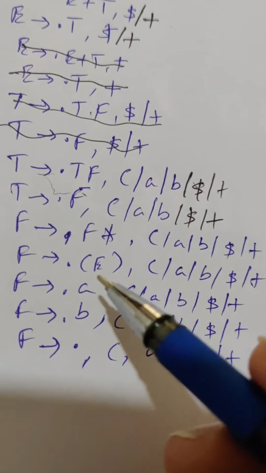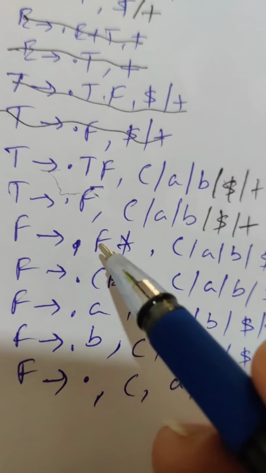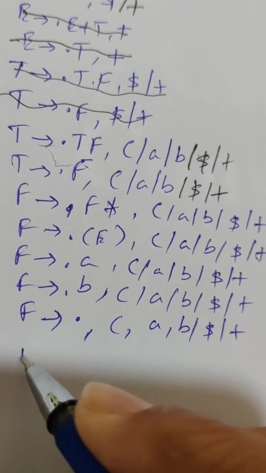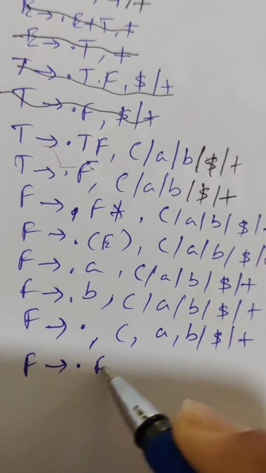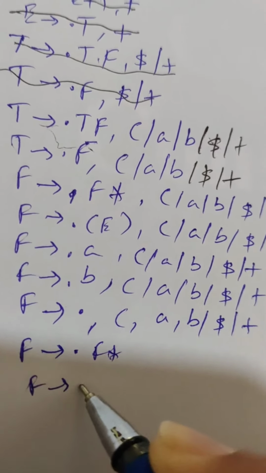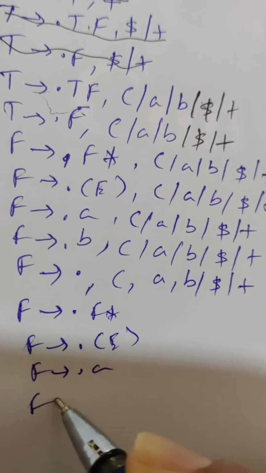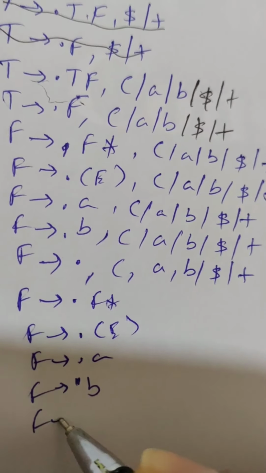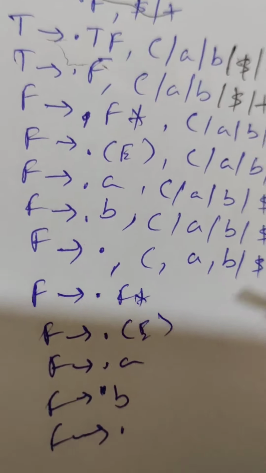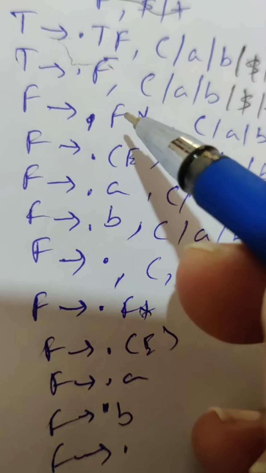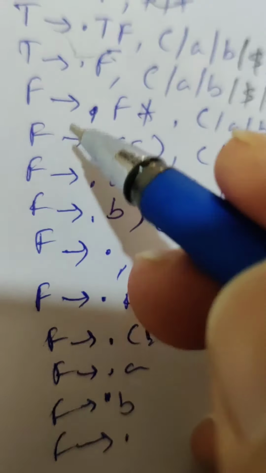Okay, now after this dot is F. Now if I write the rules of F again here: F goes to dot F star, F goes to dot bracket E, F goes to dot A, F goes to dot B, and F goes to dot. I am writing all these rules of F because after the dot again there is a non-terminal F here.